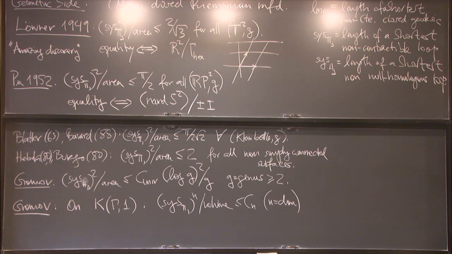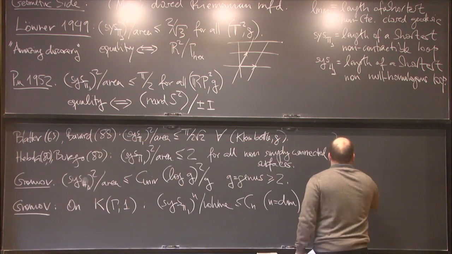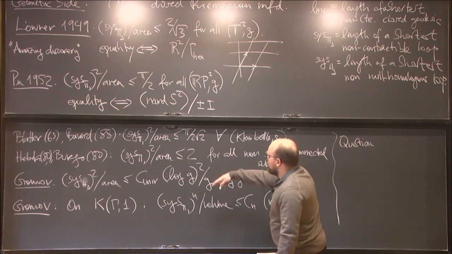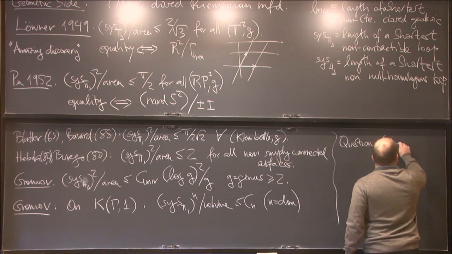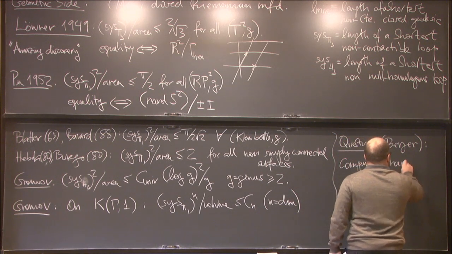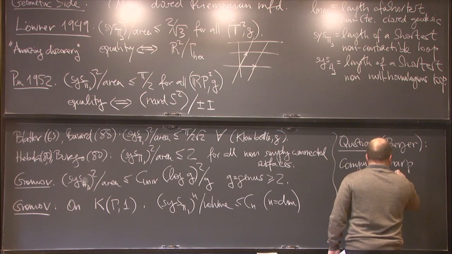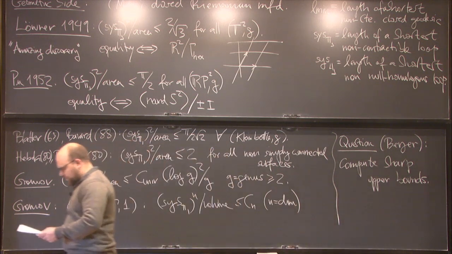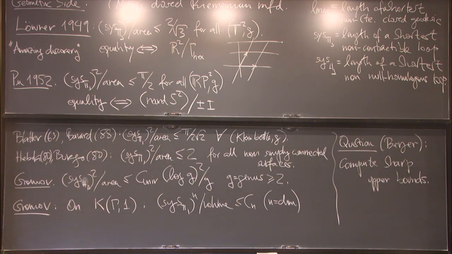Of course, an important question in this subject is to study sharp upper bounds for these ratios. Even for surfaces, except for these results, this is not computed. Any questions about the statements?